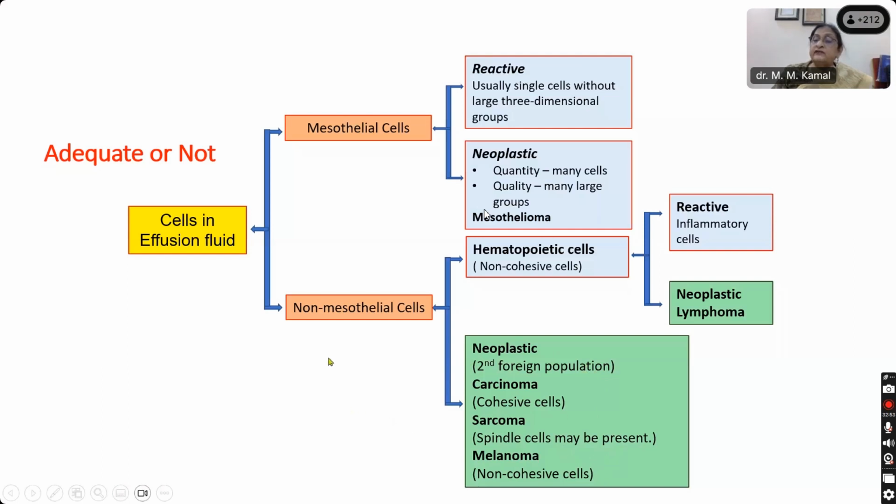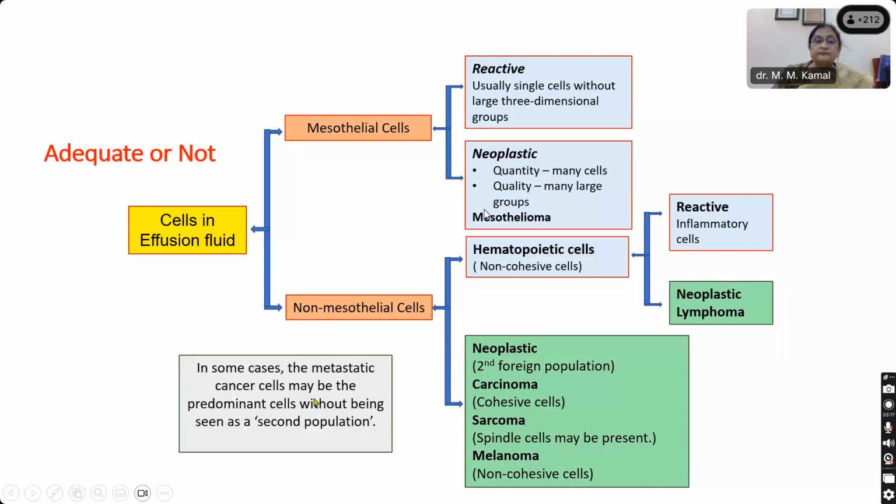Now, non-cohesiveness can also be a feature of carcinoma. Can it be a feature of carcinoma? Yes, Shakti? Yes, can be. Yes, ma'am. The higher the grade of the tumor, the more the dissociation of cells, and then you can have a lot of dissociated and single cells and less cohesive cell clusters.